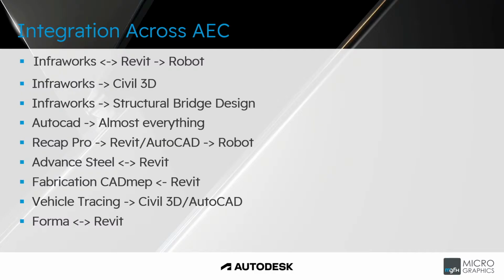That's the kind of thing that you'll be able to see in Forma, and it's bi-directional. So you can take Forma information into Revit, and you can take Revit information into Forma. And then lastly, just as a quick mention, of course, Revit to Navisworks.